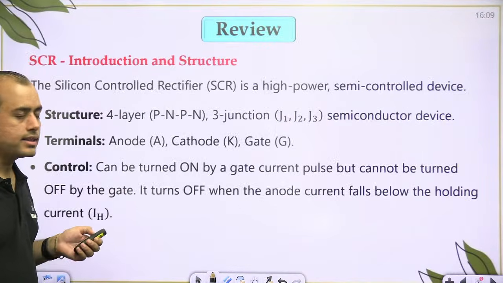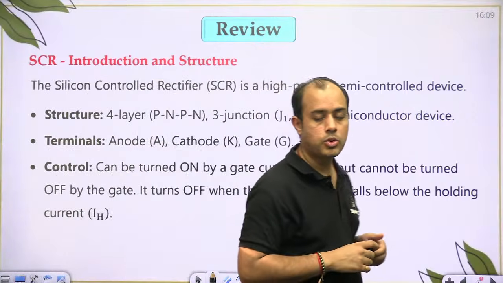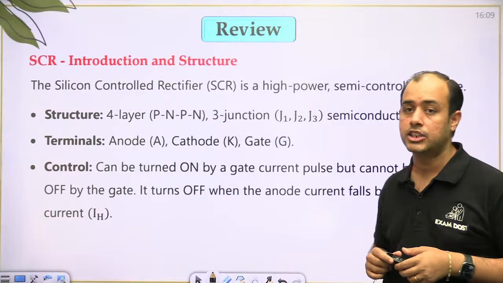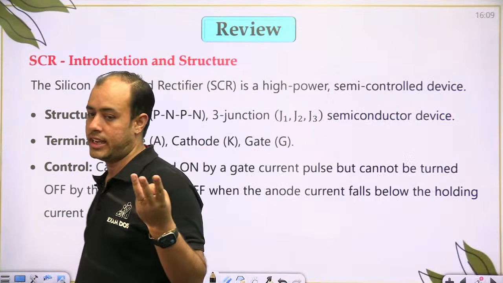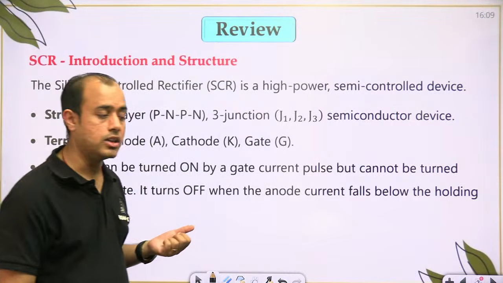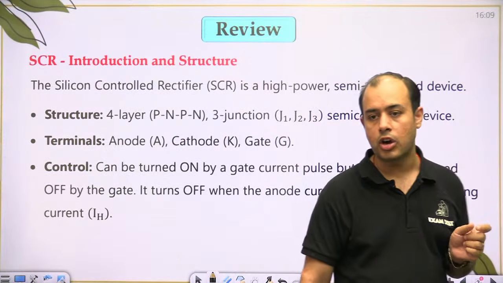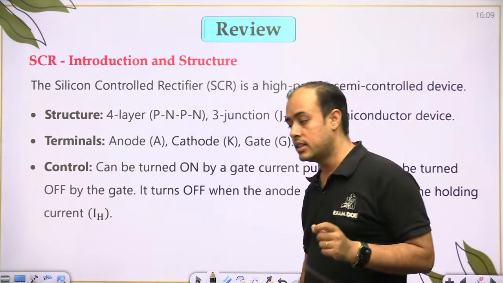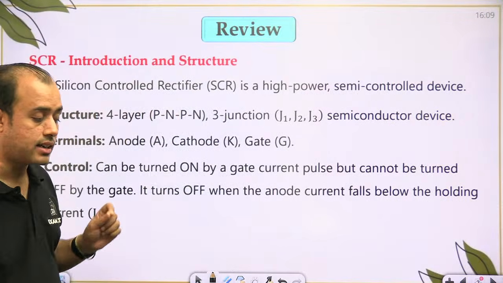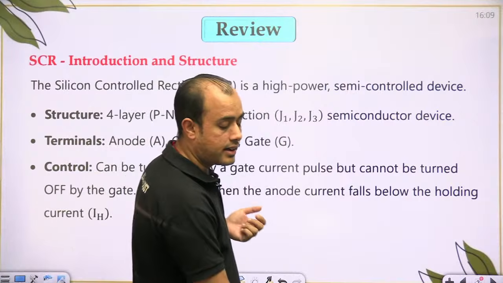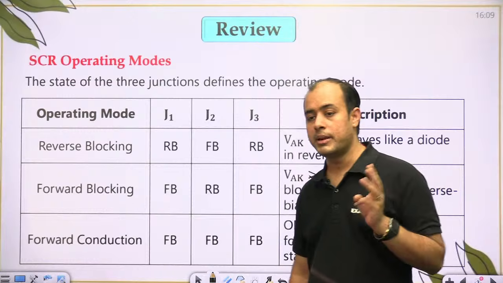Let us review what we covered yesterday. Yesterday we covered SCR. SCR is a 4-layer, 3-junction PNPN device having 3 terminals: anode, cathode, gate. SCR can be turned on using a positive gate pulse, but it cannot be turned off using the gate terminal. Rather, it has to be turned off just like a diode by reducing the current to 0 and then reverse biasing the device.